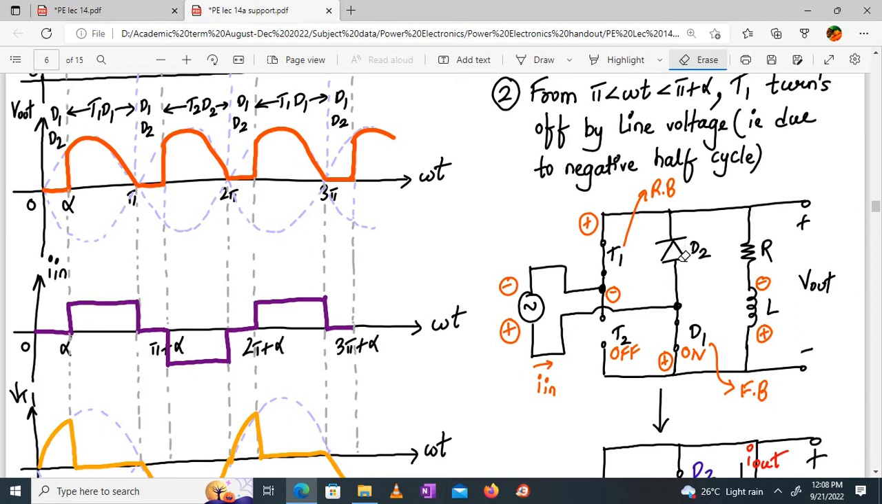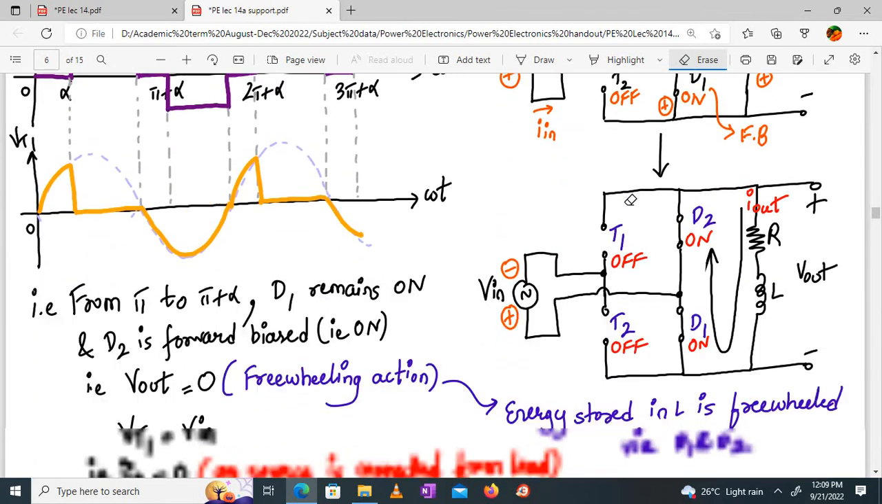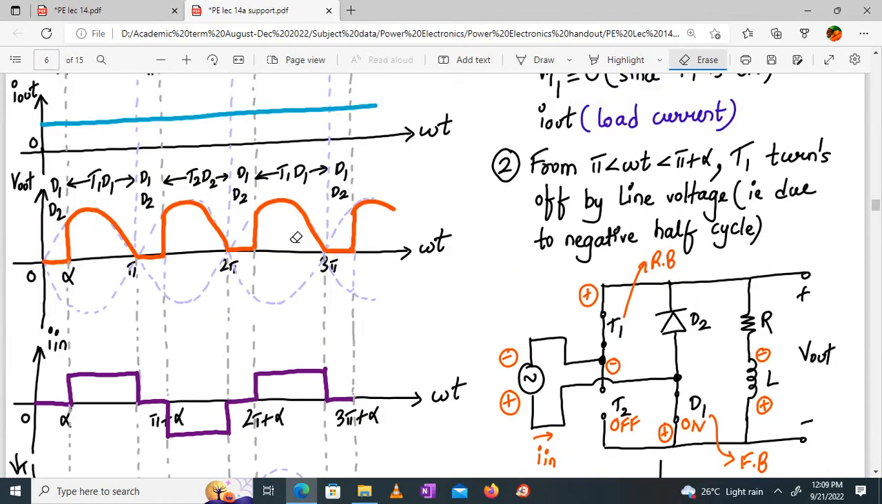And what about D2? D2 नेगेटिव हाफ साइकिल में तो ऑन ही है ना. So now D2 and D1 are on. ये देखो. This is what will happen. In the freewheeling period, D1 and D2 are on. T1 on नहीं है, T1 off हो गया at pi itself. It is commutated by line commutation. Reverse voltage आ गया ना इसके across. So it is off. So output again will be 0 over here, but now this is due to D1 and D2, not due to T1 and D2. Now after that what happens?